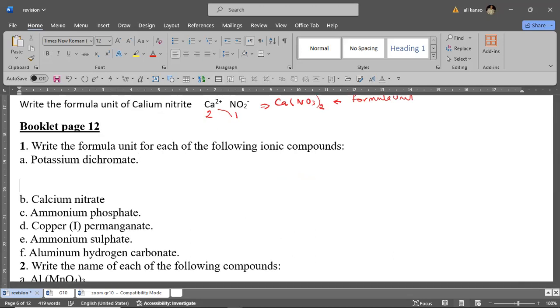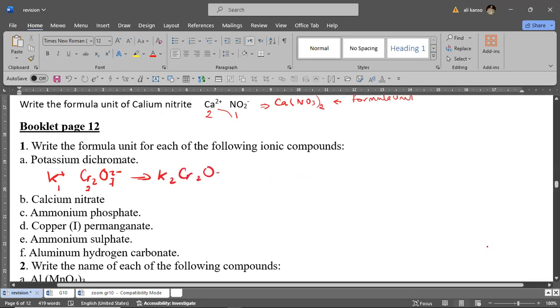Potassium dichromate. You have to remember what is potassium and what is its charge. Potassium ion is K plus. Dichromate is Cr2O7 2 minus, not chromate, and we crisscross. This is charge 1, this is charge 2, and we write it as K2Cr2O7. Okay?